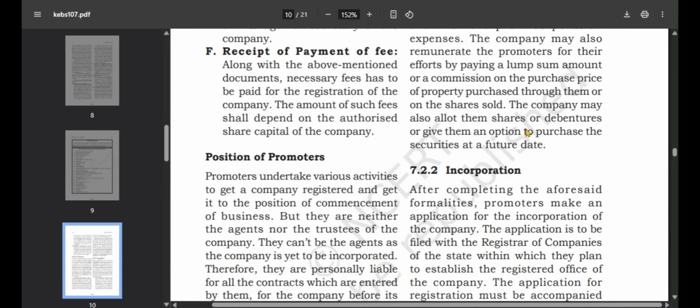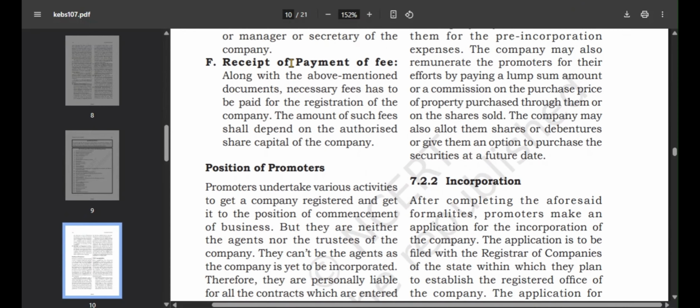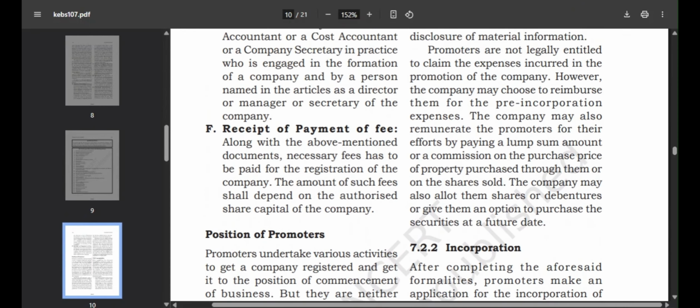Then we have our last point, which is receipt of payment of fees. Along with the above mentioned documents, whatever documents we have studied now, when these get validated by the Registrar of Companies, your necessary fees has to be paid for the registration of the company.